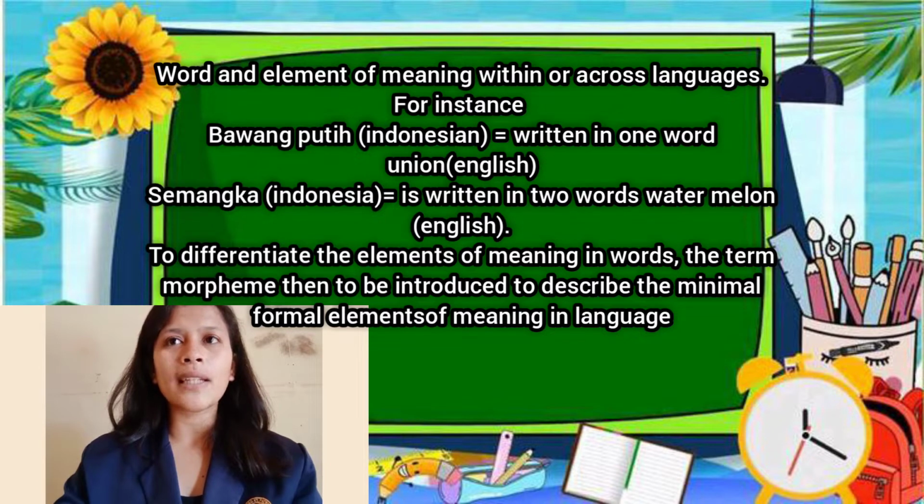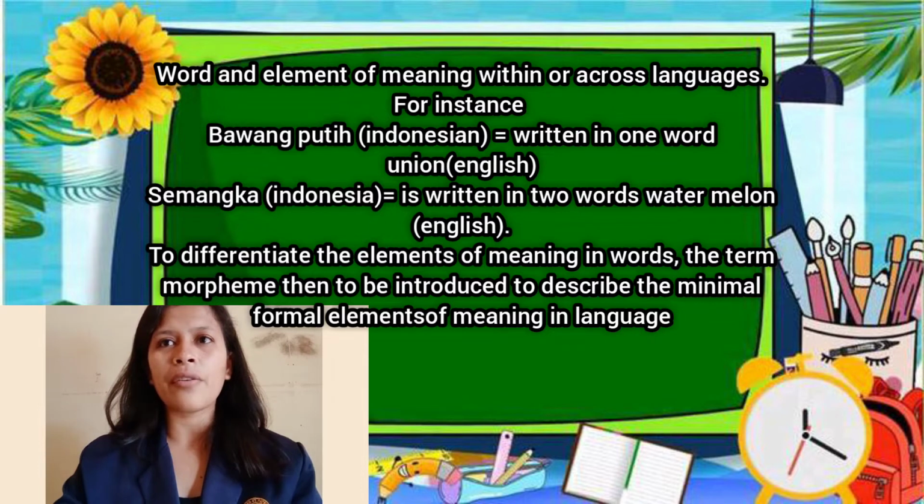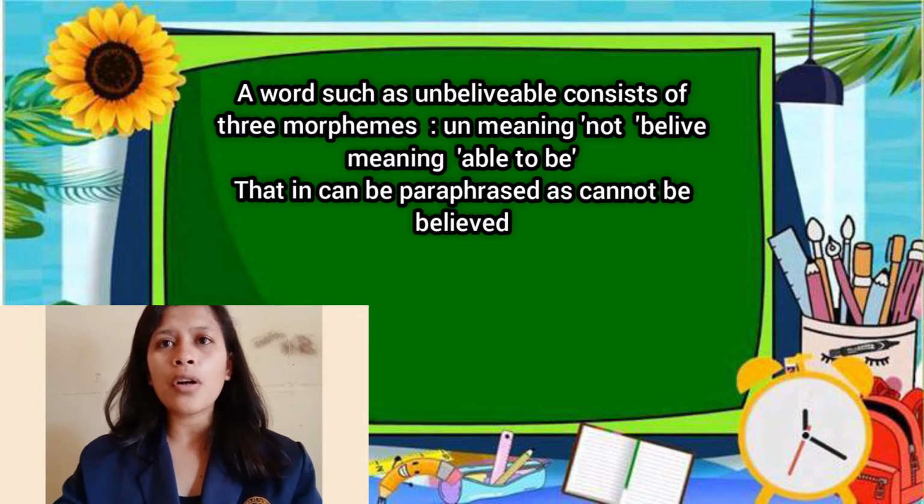To differentiate the elements of meaning in words, the term morpheme is introduced to describe the minimal formal elements of meaning in language. A word such as unbelievable consists of three morphemes: un, meaning not; believe; and able, meaning able to be. Then it can be paraphrased as cannot be believed.